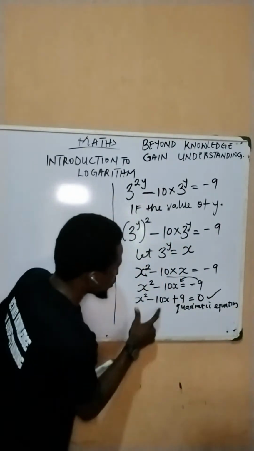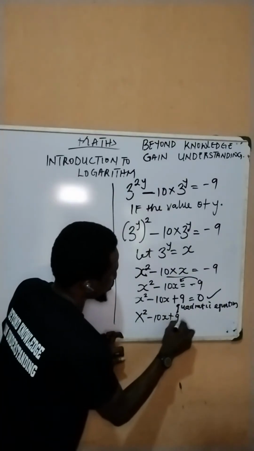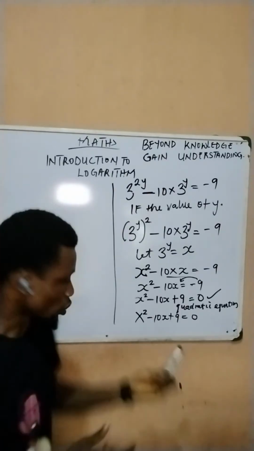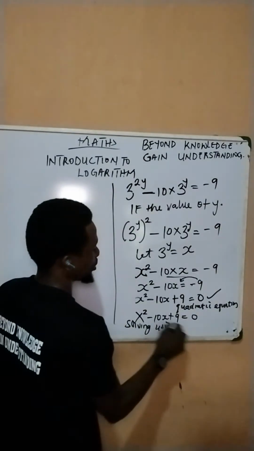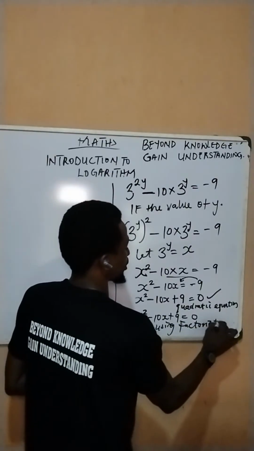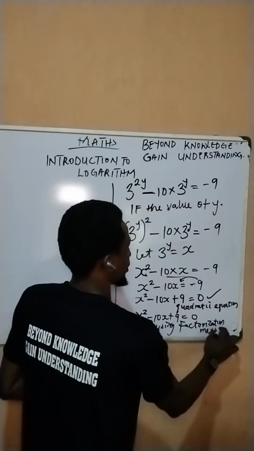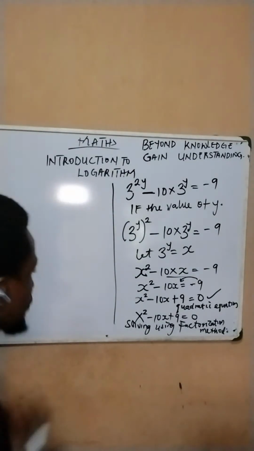So now I'm going to be examining this x squared minus 10x plus 9 equal to 0. I'm going to solve it using the factorization method. That's what I'm going to use to solve this given problem. So how do I go about solving this?